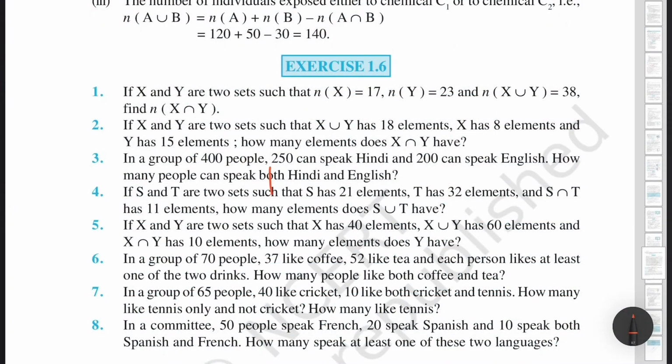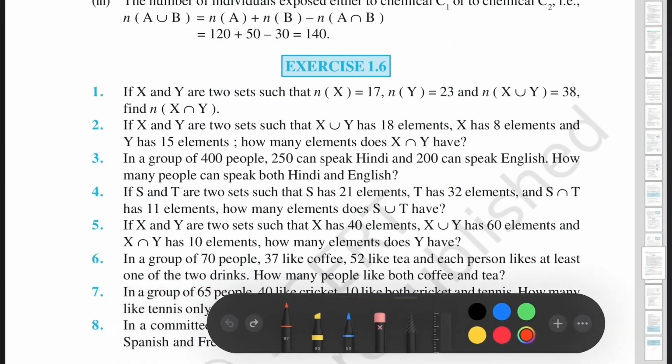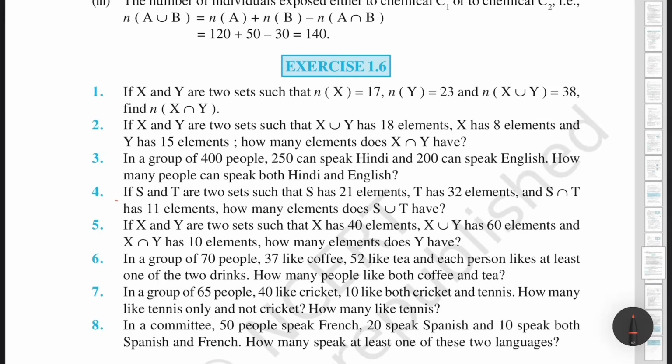So that's how we can solve it. Next is question number 4. Here you see, if S and T are two sets such that S has 21 elements, T has 32 elements, and S intersection T has 11 elements, then how many elements does S union T have? It is also a very simple, easy question. So let me show you how to solve it.